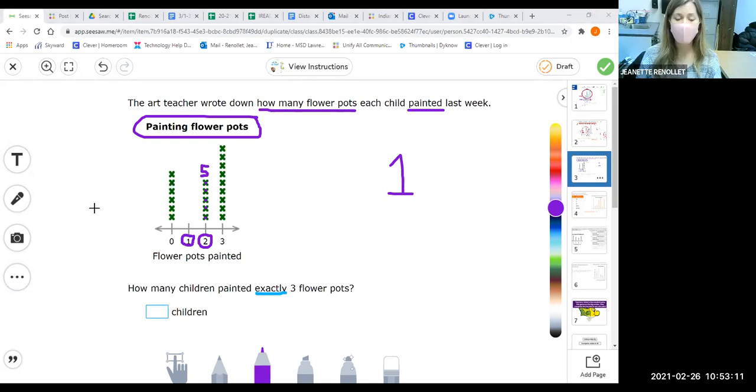Our next question, let's do together. Our question at the bottom says, how many children painted exactly 3 flower pots? How many children painted 3 flower pots? Look at your data. Find the 3 and count the X's. The X's are equal to 1 child.